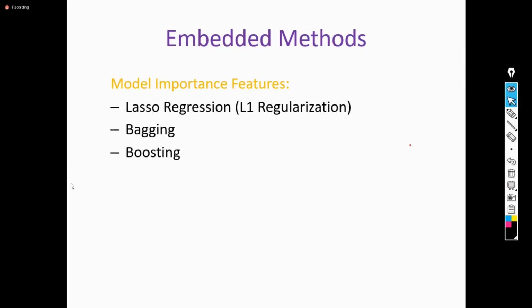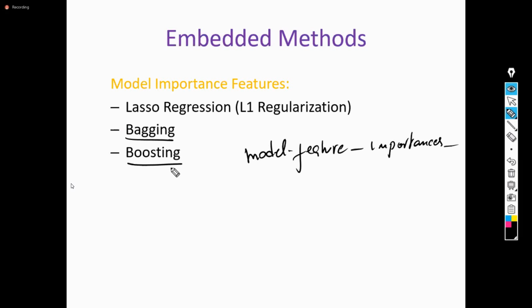Before the model itself, we want to drop some of the columns, so apply the filter methods. After the model, identify the important features from the model. With the bagging technique, random forest gives you model.feature_importances_. If you write like this, you get the important features. Whichever features have 0, drop them. For boosting also, model.feature_importances_. Identify them and drop them. This is called embedded methods.